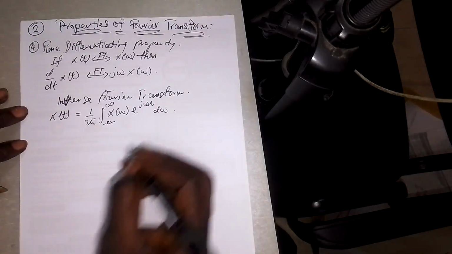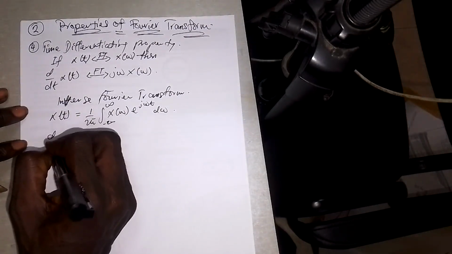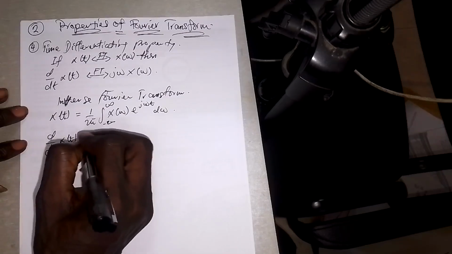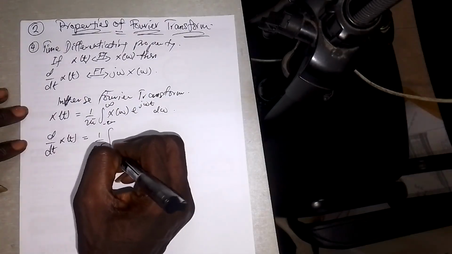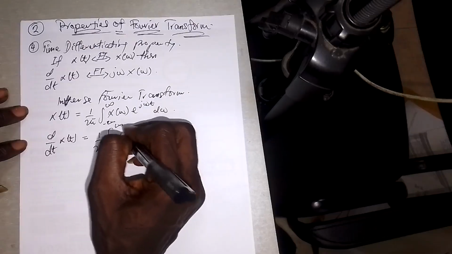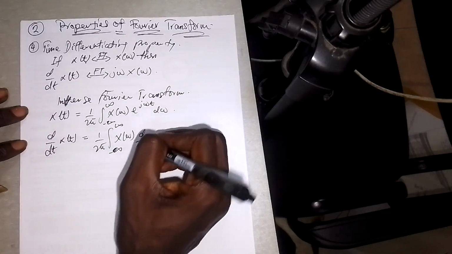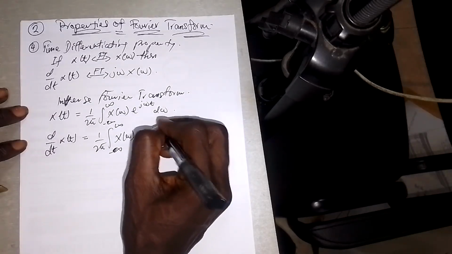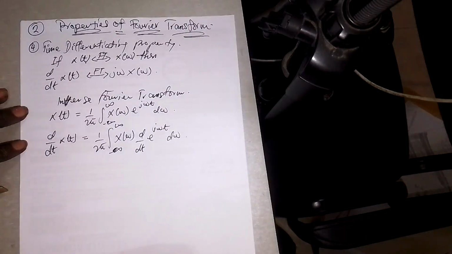So now, if we have this, we differentiate both sides of the equation. So d/dt of x of t equals 1 over 2 pi times the integral from minus infinity to infinity of X of omega, then you differentiate this side, which is d/dt of e to the j omega t, d omega.